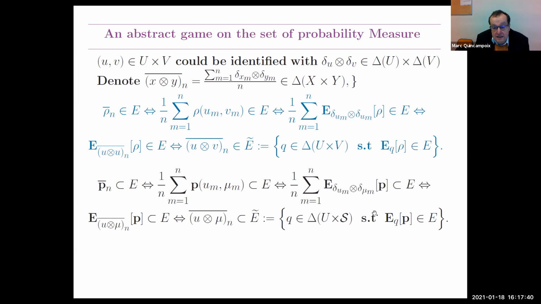Okay. And so this is equal, again with my notation, to saying that the expectation with respect to U times mu of P is included in E. And so again, the bar of U times mu n is included in the set E tilde, which is defined in a very similar way as previously, but here we have the expectation of P, which should be included. Okay, so you see these two obvious remarks, in fact, say that the two properties are the same if we consider these two properties on an abstract space, which is the probability measures on U and V.